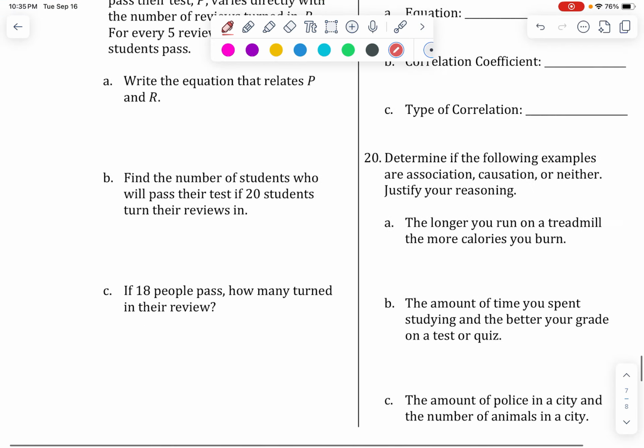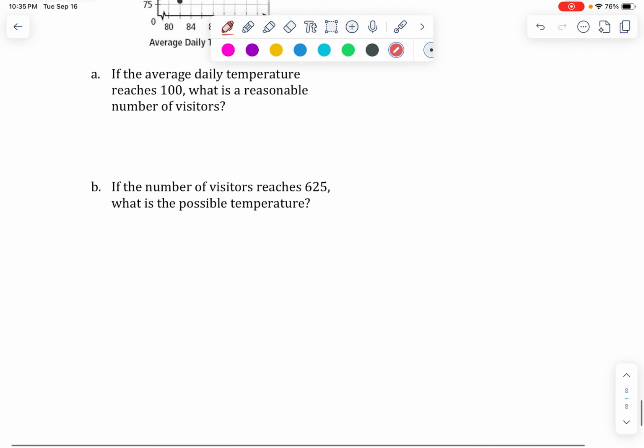All right, direct variation. Sorry, how much more do we have? Oh my goodness. Okay, here we go.